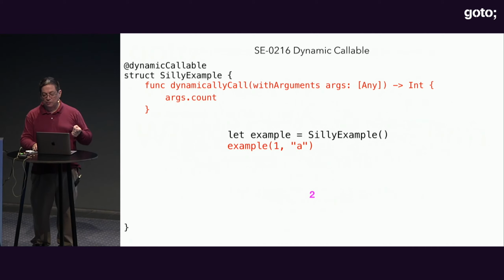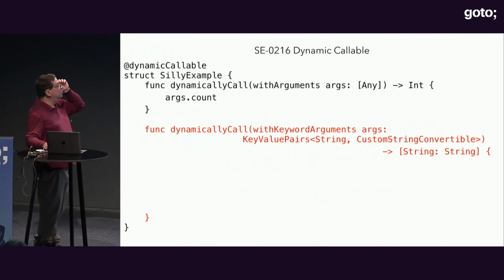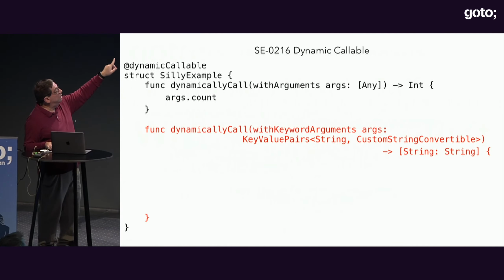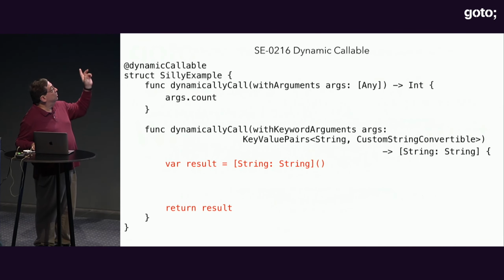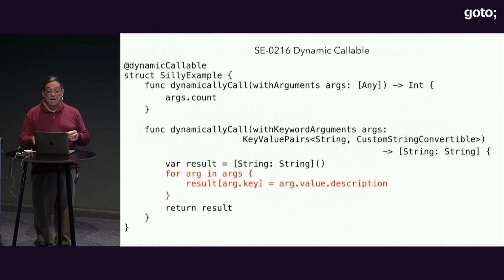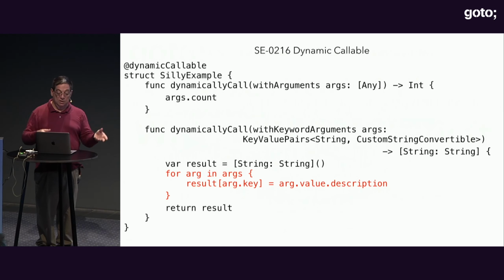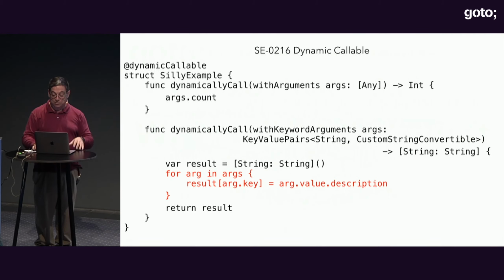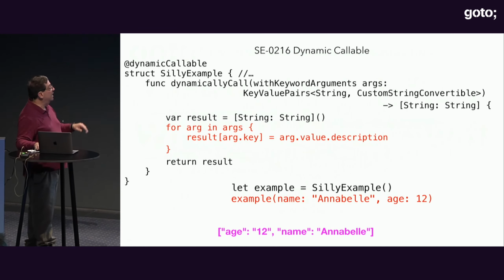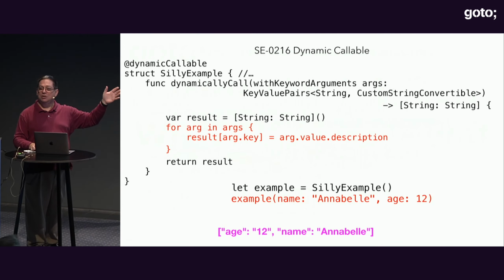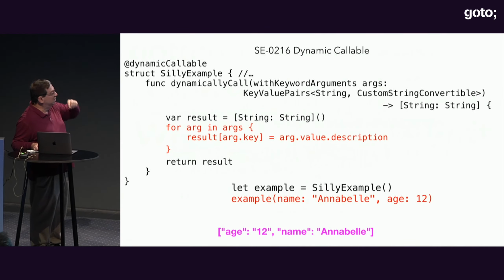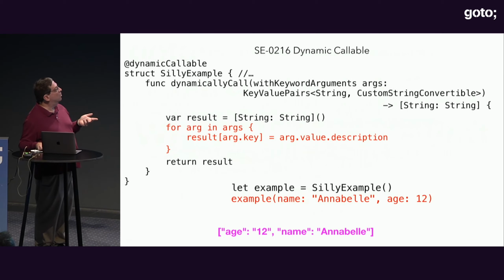Now, a more useful example of this is instead of using an array there, what if I give you arguments that are these key value pairs, and I return to you a dictionary, with key value types, strings. So here's how I implement it. I create this empty dictionary, and now I fill it. For every argument you pass in, I add this to the dictionary. I say result with the key name is the description. And so now in my example, if I have my example where the name is Annabelle and the age is 12, what you get out is this. Now, remember, the order of a dictionary is not guaranteed, so it's not necessarily going to be in the same order, but this is pretty powerful. This isn't something we could do in Swift before, and it helps us interact with any scripting languages in a much friendlier way.